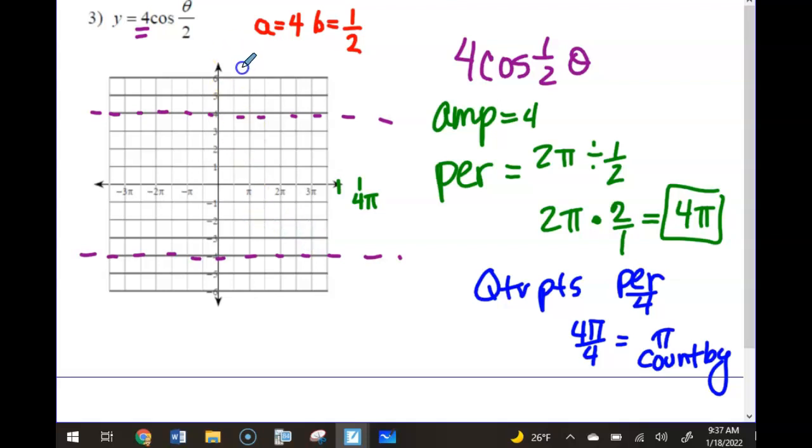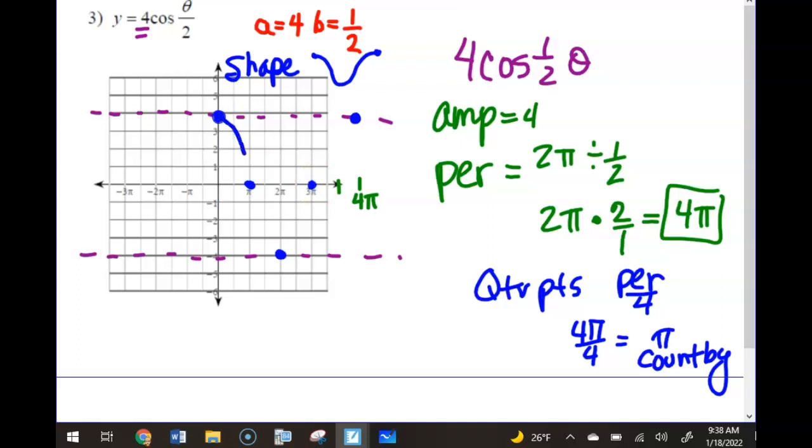Cosine. What's the shape of a cosine? The shape of a cosine starts at the maximum, goes down, and then back up to the maximum. Is everybody good with that? The sine would start at the midline, but the cosine starts at the maximum. Okay, so if we got to start at the maximum and finish 4 pi later up at the maximum, halfway there we're going to be at the minimum, and we're going to cross the midline halfway to each of those.